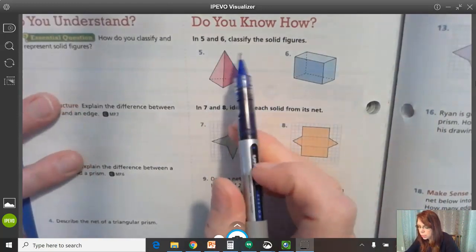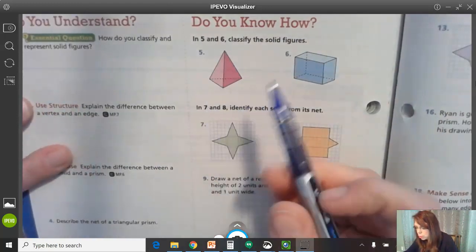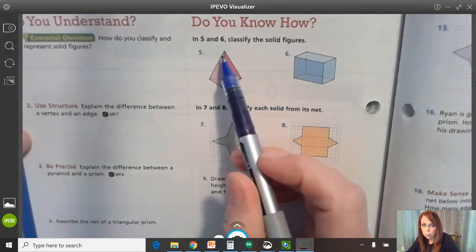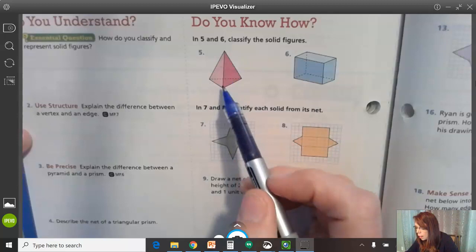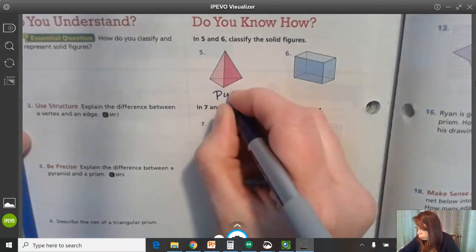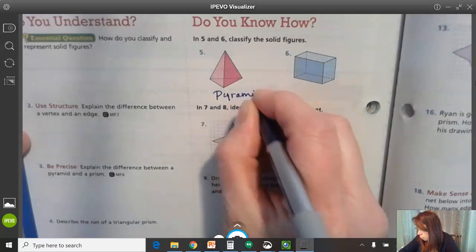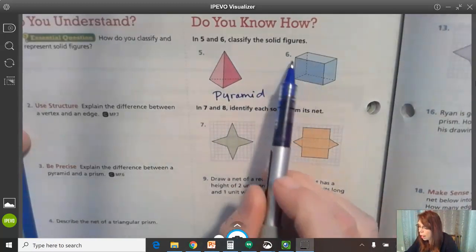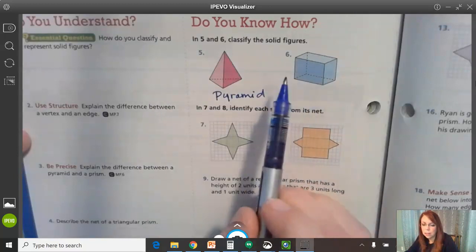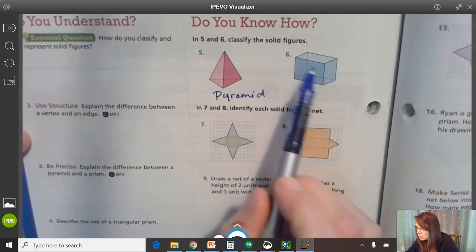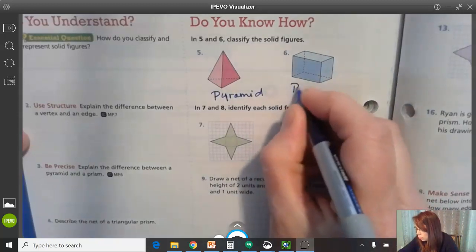It says in 5 and 6 to classify the solid figures. Well, on number 5, we see that first of all, it comes to a point. Secondly, its sides are triangular, so that tells us it is a pyramid. Number 6, then, of course, is a prism. It has rectangular sides. It does not come to a point. And we can tell that it has two ends that are identical. So this is a prism.